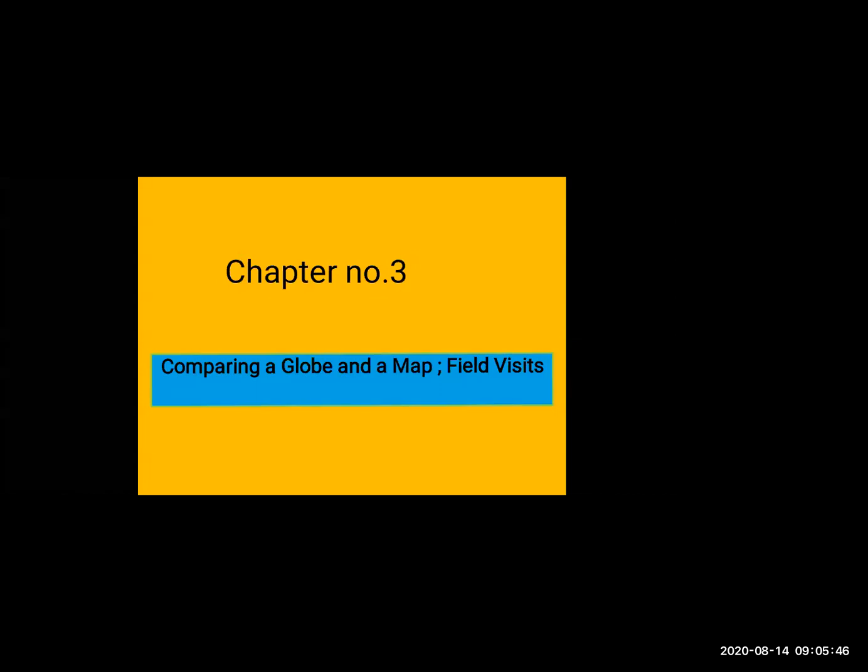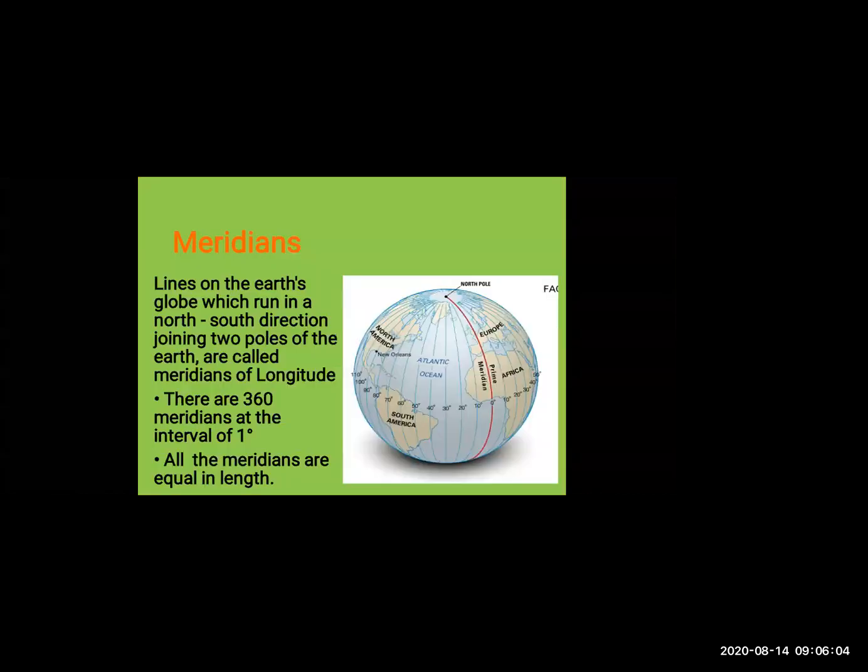This is the third chapter, that is comparing a globe and a map and field visit. We are going to learn about comparing a globe and a map and the new concept, that is field visit. As we know, the globe and the map are very important in the study of geography. So before beginning the lesson, I just want to revise the last chapter. That means, in the last chapter, what concepts you have cleared.